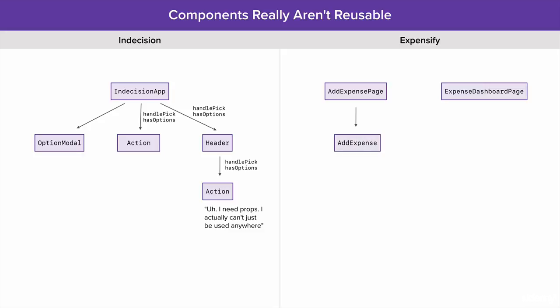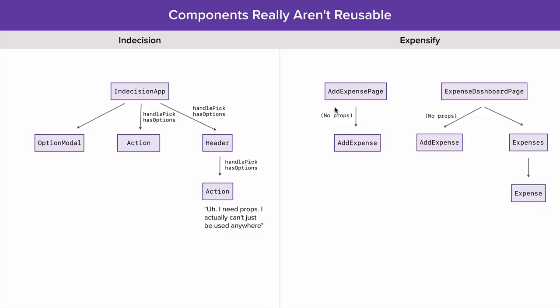So we're going to have the exact same tree we saw before. We have AddExpense, we have Expenses, and we have Expense. But now let's say we want to reuse AddExpense. We want to show it on the add expense page, but maybe we also want to show it as part of this page. So in order for this to work, we have to come up with a situation where we can render both of these without having to pass any props down from the parent. So AddExpense is going to get no props from the add expense page, and AddExpense here is going to get no props from the expense dashboard page.